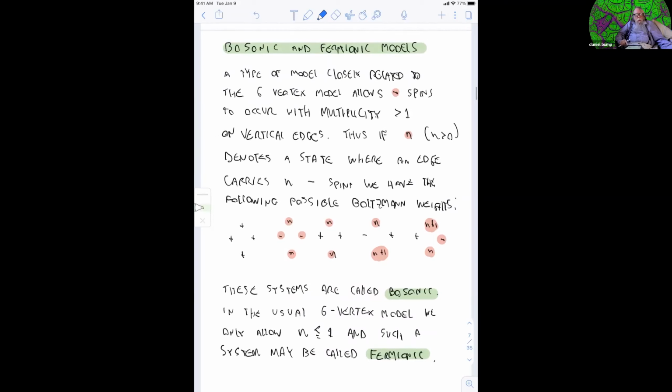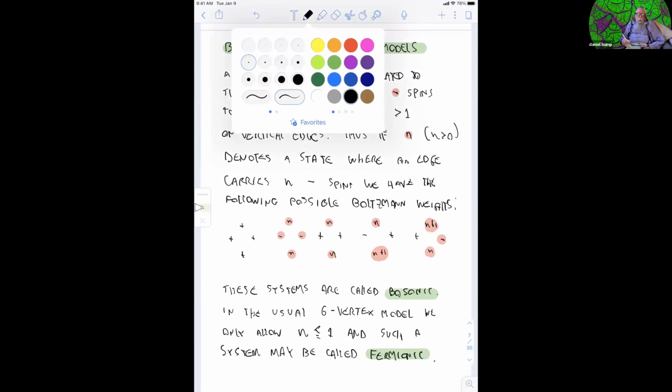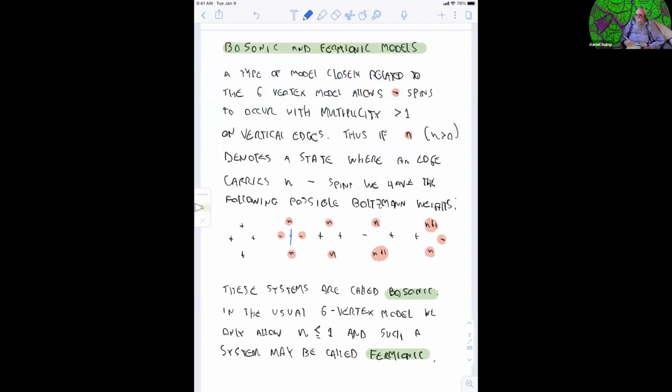Okay, and then there are, in addition to the 6-vertex model, variants which I will call bosonic. So in the 6-vertex model, we allow minus spins to occur with multiplicity 1. But what if we allowed them to accumulate on an edge, especially a vertical edge? So I'm going to say that at least the vertical edges could carry minus spins, but could carry several of them. So if it carries n, I'll indicate that like that.